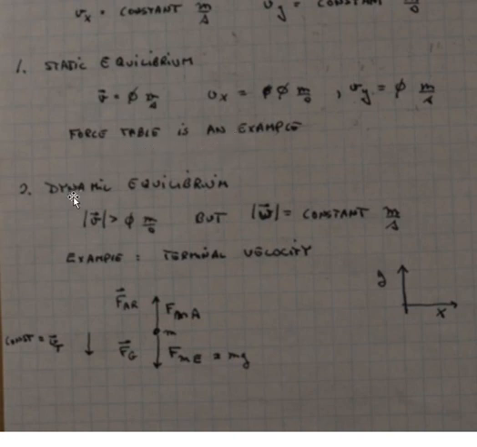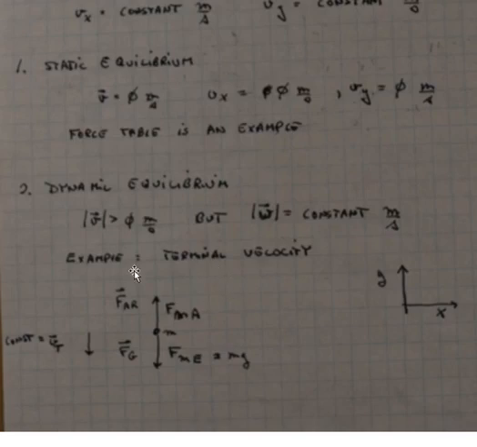But the other situation you can have is dynamic equilibrium, which means that the magnitude of the vector velocity is bigger than 0 meters per second, but it's constant. And so an example of that would be, for example, terminal velocity.